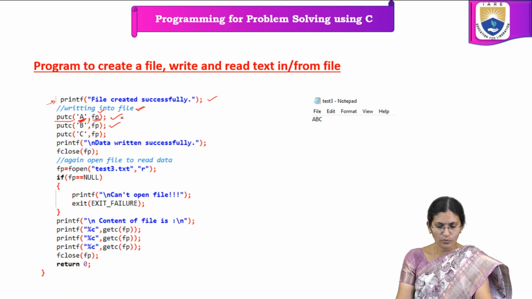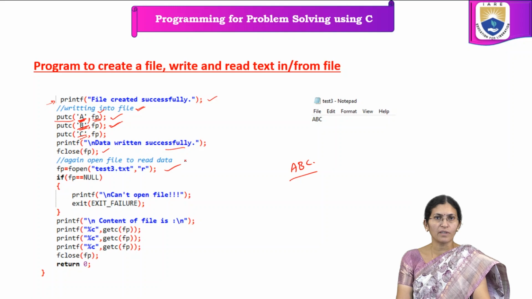Then after this putc, again we need to write data to the file. Another character we are inserting to the file. Then one more character we need to write to the file, that is c. In this way we have written abc to the file. The data is written successfully. We need to close the file after performing the necessary write operation. So we have closed the file. Next, again we are opening the file in read mode.